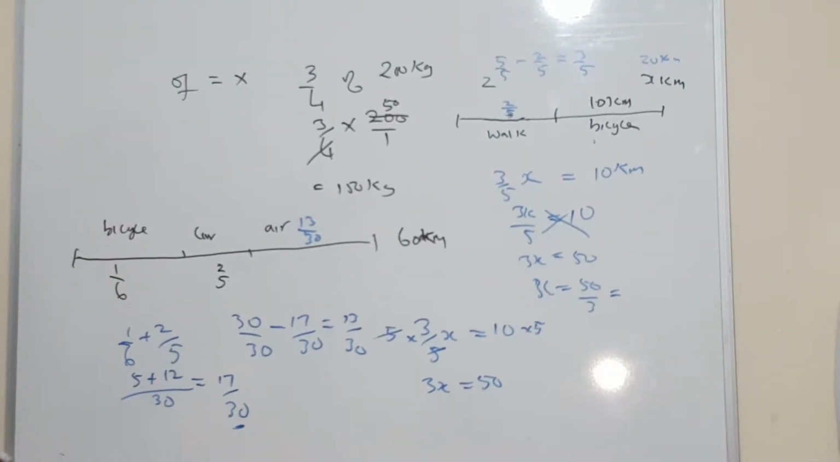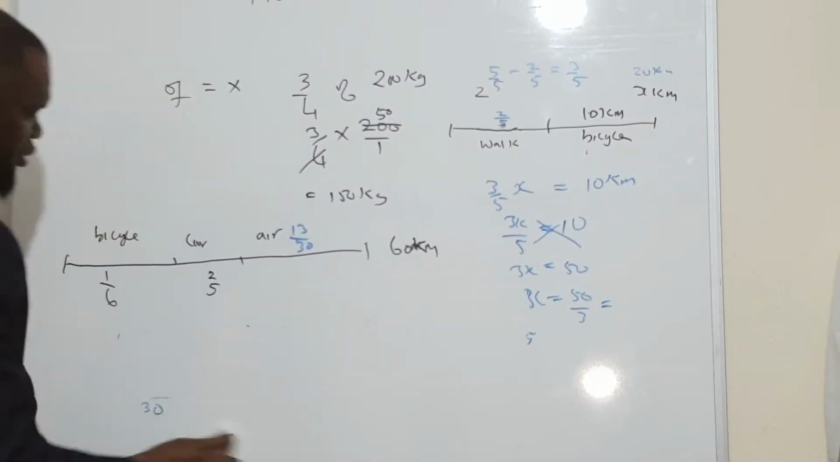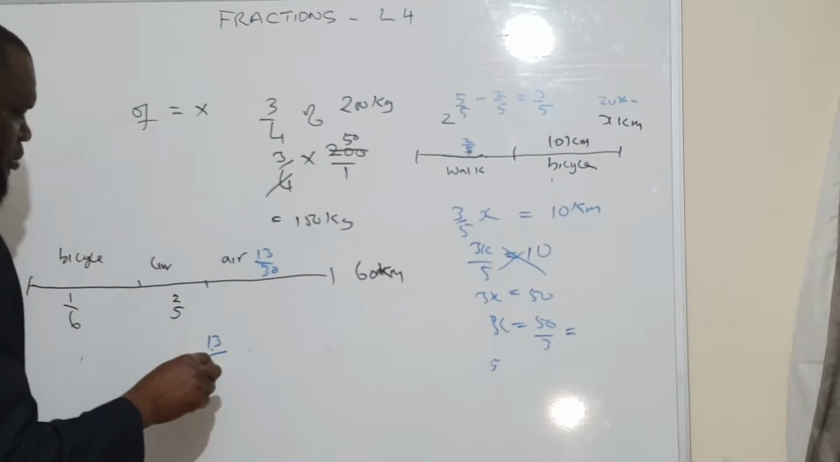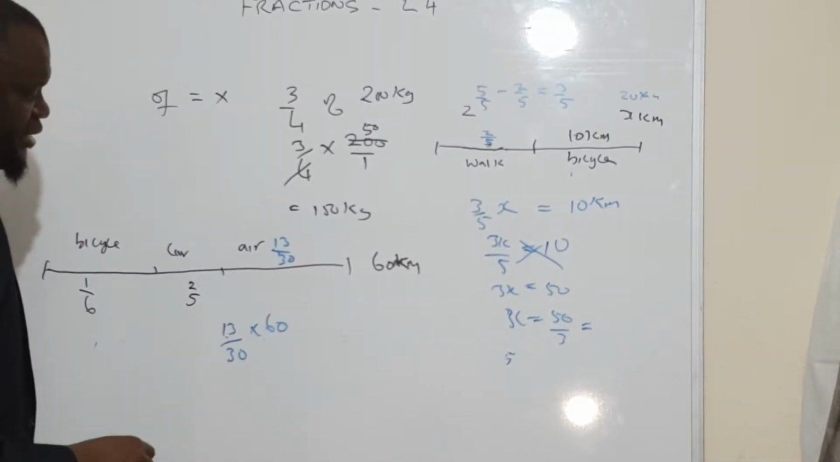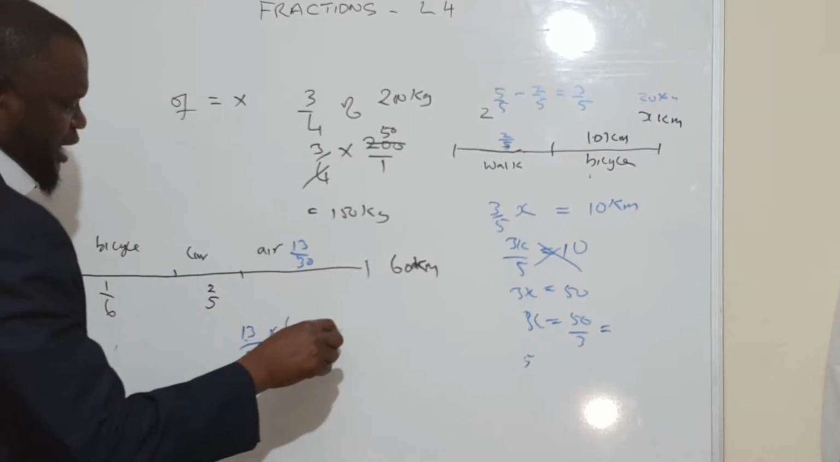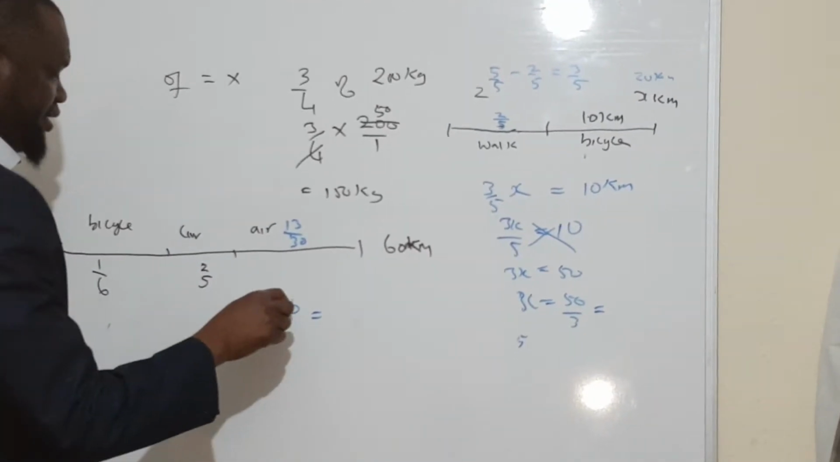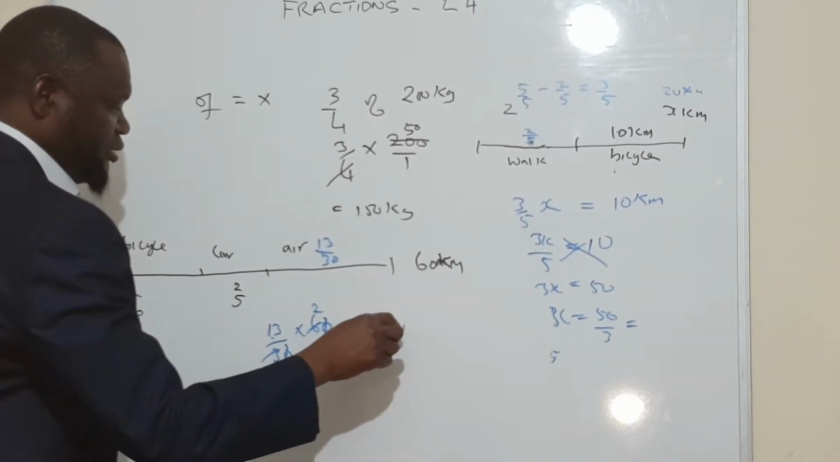Now, if we want to know how much he actually traveled by air, we are going to say 13/30 times 60, because the whole journey is 60 kilometers. That will be how much? Quickly, mathematics, quickly. 0 cancels 0. 3 into this is 2. That is 26 kilometers.